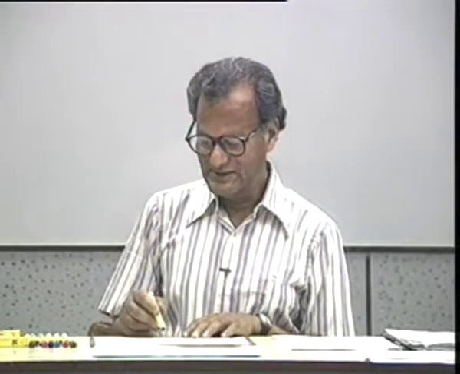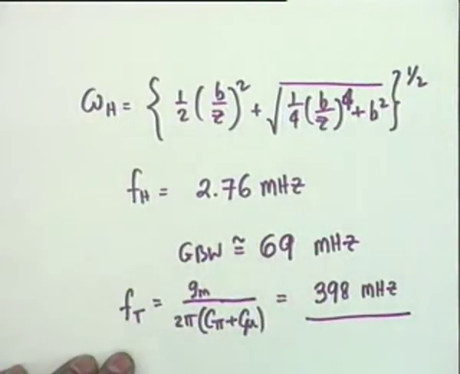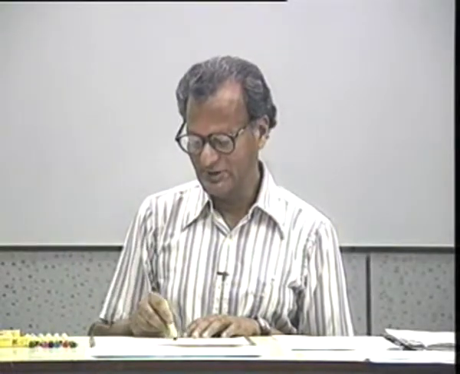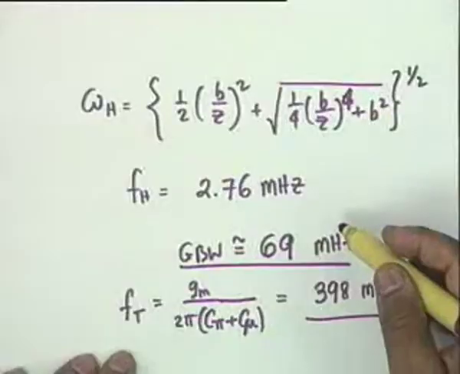Is that clear? How did you get GBW? How did I get GBW? I multiplied this by 25. The mid-band gain multiplied by the bandwidth. That is the gain bandwidth product. It's 69, and it is still within very safe limits.